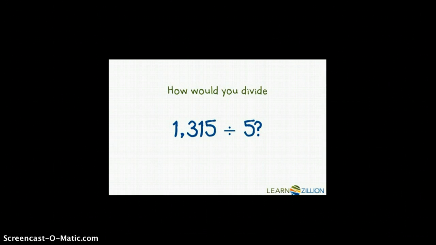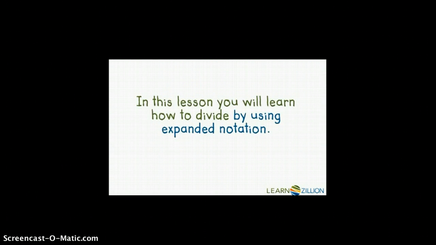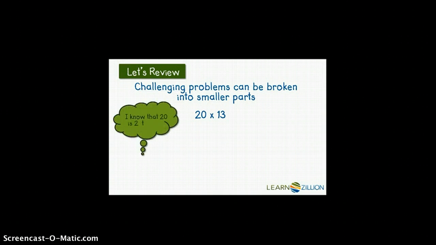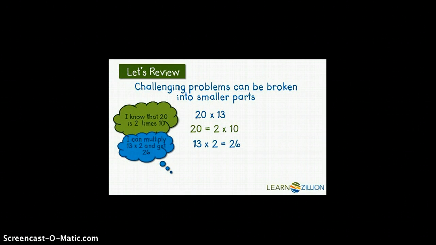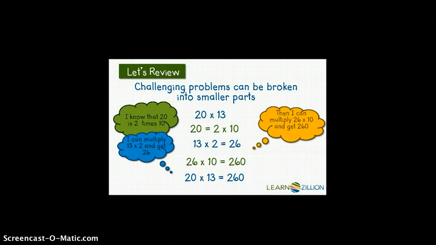How would you divide 1,315 by 5? In this lesson, you will learn how to divide by using expanded notation. Let's start with a little review. Challenging problems can be broken into smaller parts. Let's take 20 times 13. I know that 20 is 2 times 10, so I can multiply 13 times 2 and get 26. Then I can multiply my product, 26, times 10 and get 260. This is the same as multiplying 20 times 13 equals 260, but it's a little bit easier to do it in smaller parts in my head.